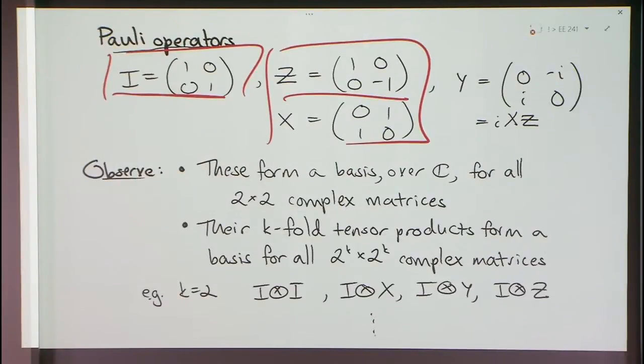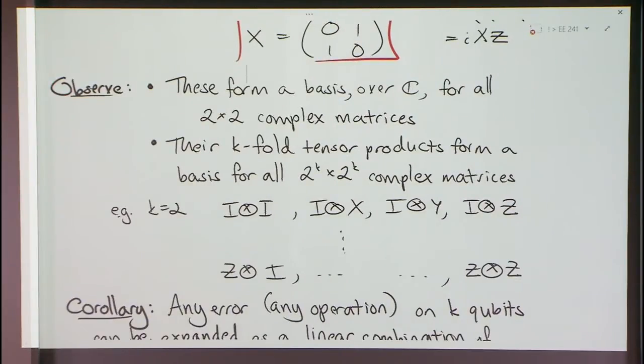But the key observation, the key fact, is that these form a basis. So there's 4 of them. If you look at all 2x2 matrices, it's 4-dimensional, and so these form a basis for the set of 2x2 complex matrices. And furthermore, if you look at 4x4 matrices, 8x8 matrices, tensor products of these operators form a basis for those. So for example, for 4x4 matrices, you just look at identity tensor X all the way up to Z tensor Z, and you get 16 operators that form a basis for the 4x4 matrices.